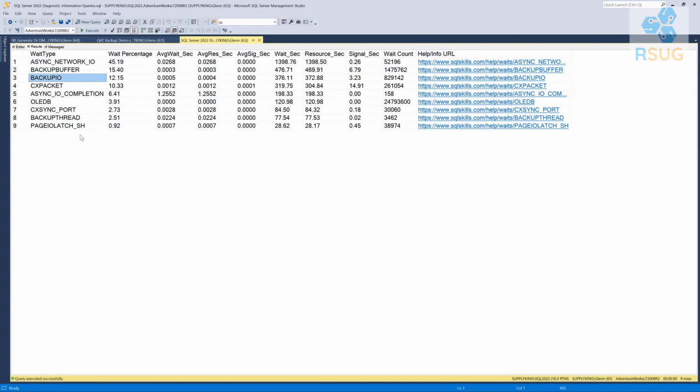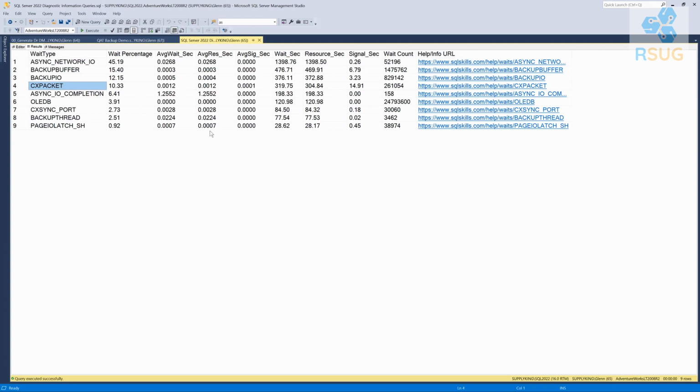And what you quite often see in real life is CXPACKET is your top wait type. And people will go look on the internet and find somebody who says, oh yeah, if your CXPACKET waits are high, you should change max DOP to 1, and that will fix it. Well, yeah, it will fix it, but it disables parallelization, and usually that hurts your workload in most cases.